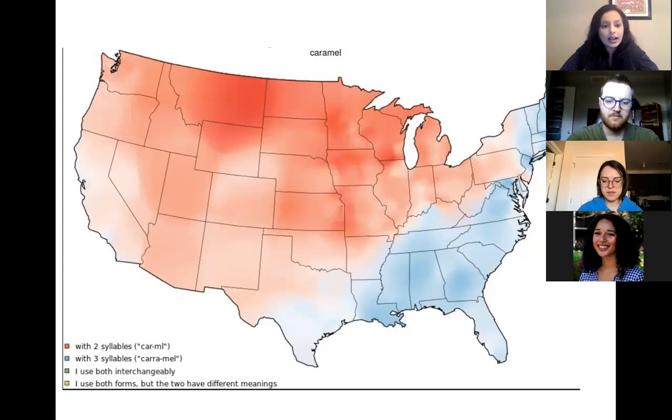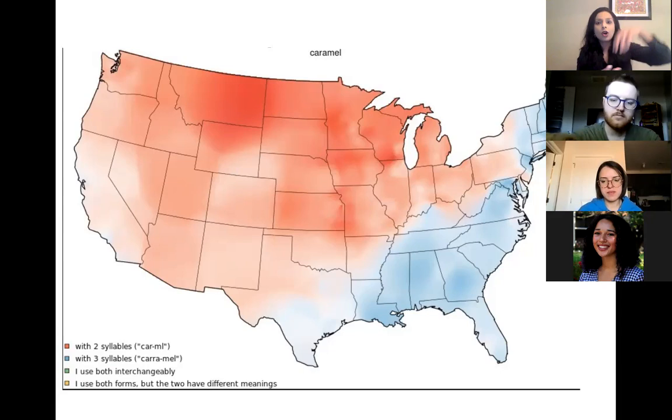Green is, I use both interchangeably. And again, I cannot see any green. Maybe there are some pockets somewhere, but I do not see them. And yellow is, I use both forms, but the two have different meanings. And that's what some of my students in the past have said, that the majority of them say caramel, but they use caramel in a very kind of, one is soft and sticky and gooey, and the other one is hard or something like that.